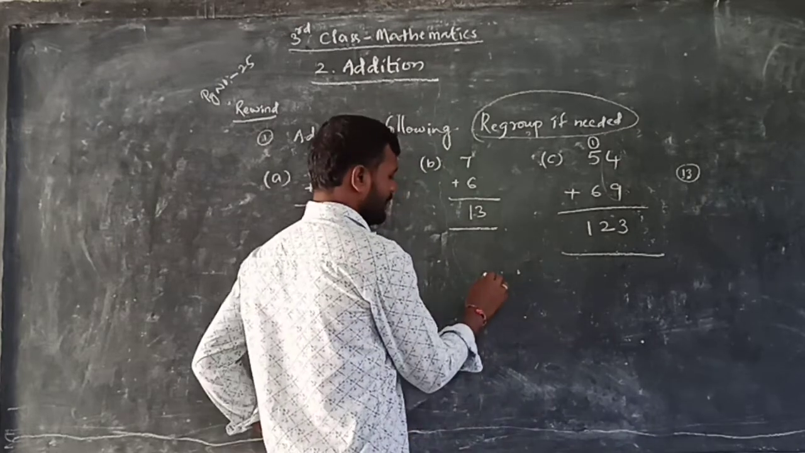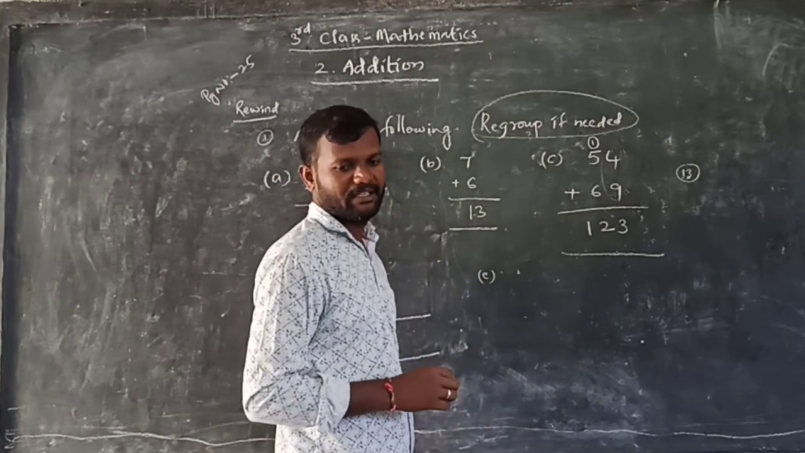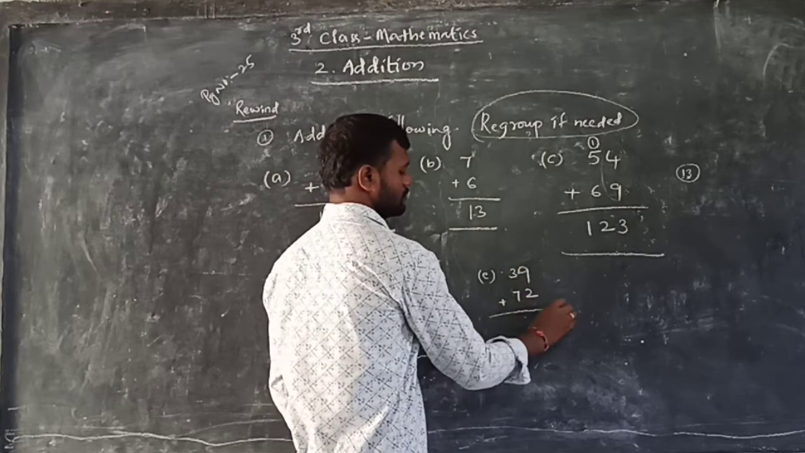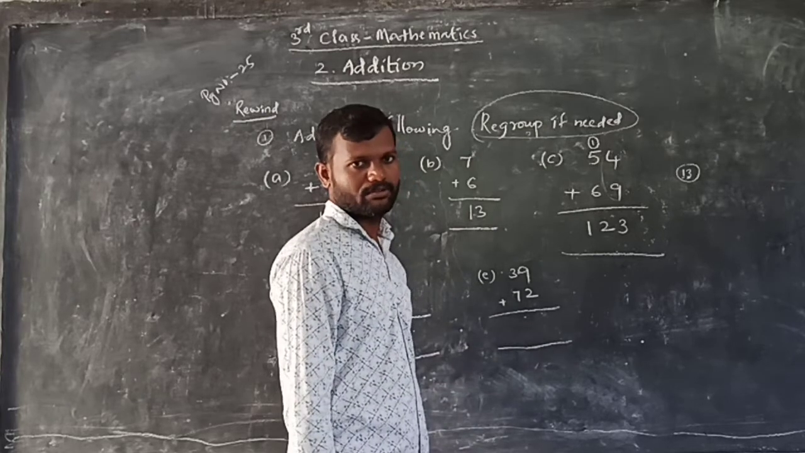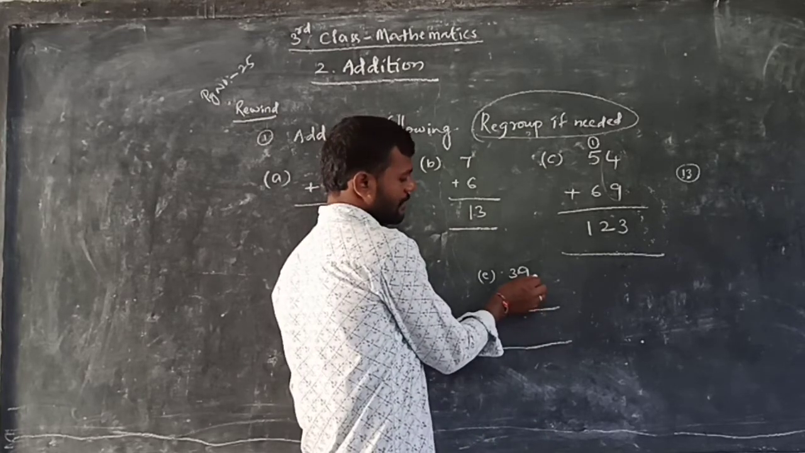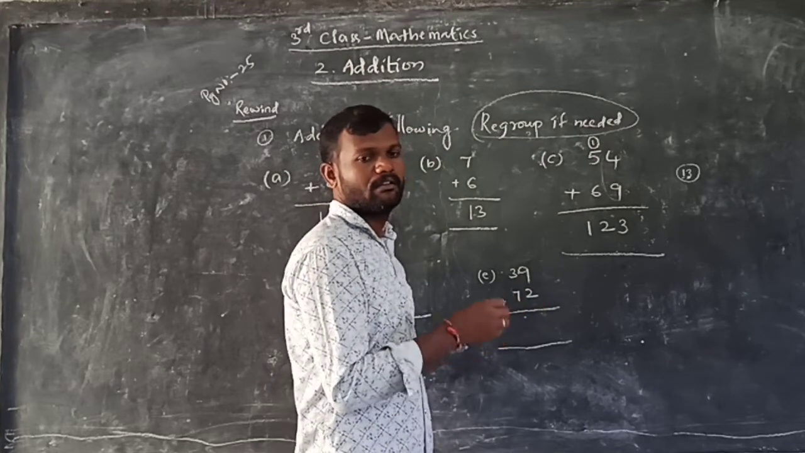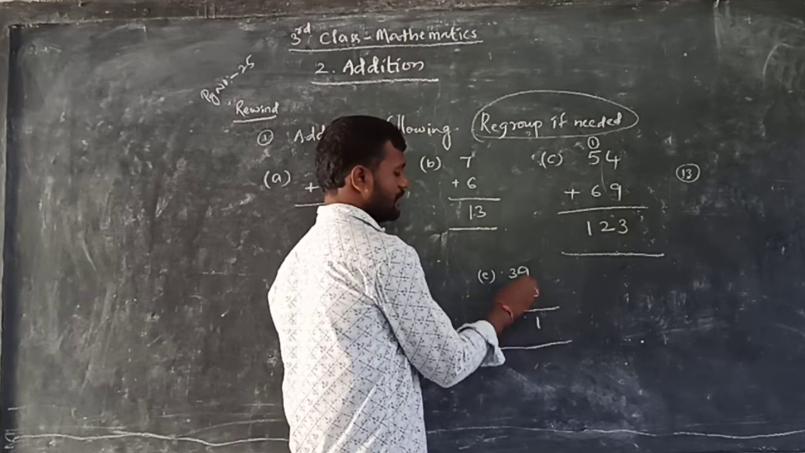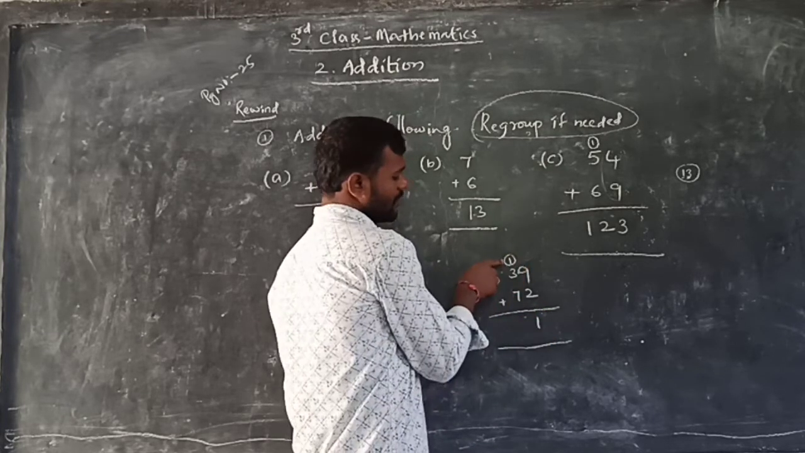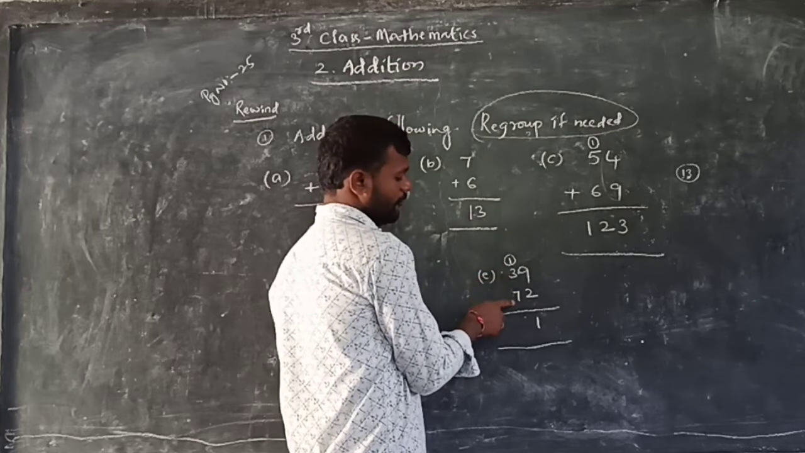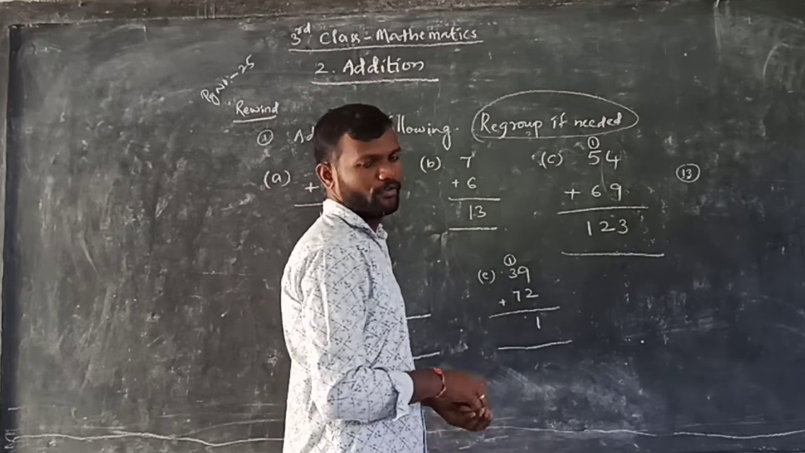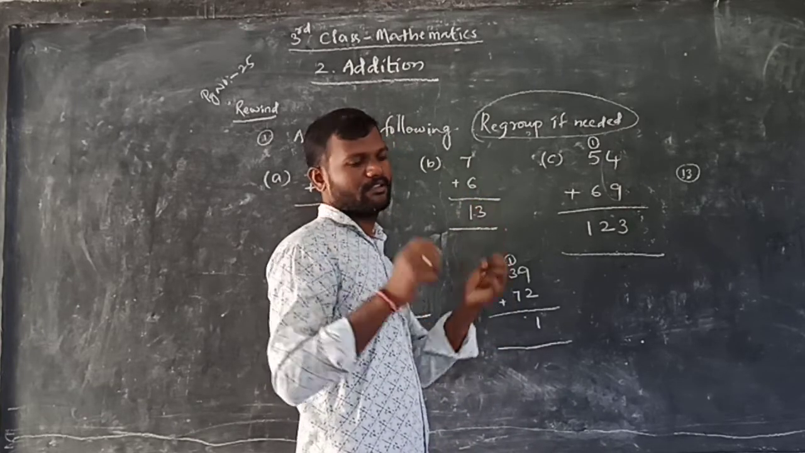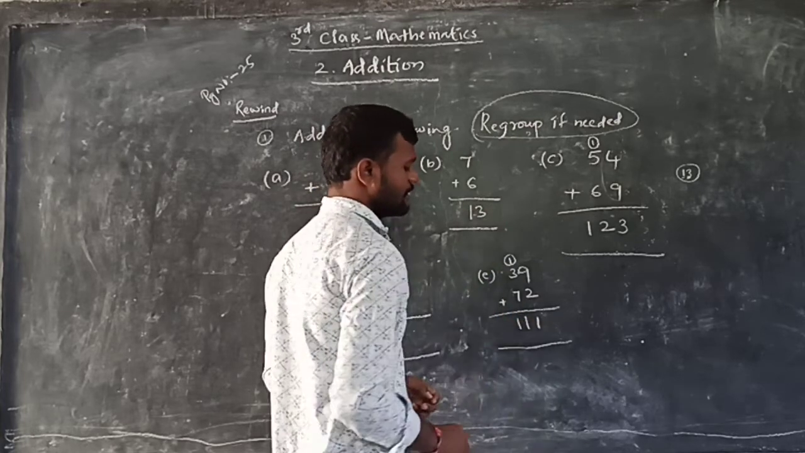Okay, next E problem. What is E? 39 plus 72. So first from this side, 9 plus 2. 9 plus 2 means what? 10, 11. So 9 plus 2, 11 means write 1 here and 1 carry. 1 plus 3, 4. 4 plus 7. Okay. 5, 6, 7, 8, 9, 10, 11. So 11 you are getting. So the answer is 111.